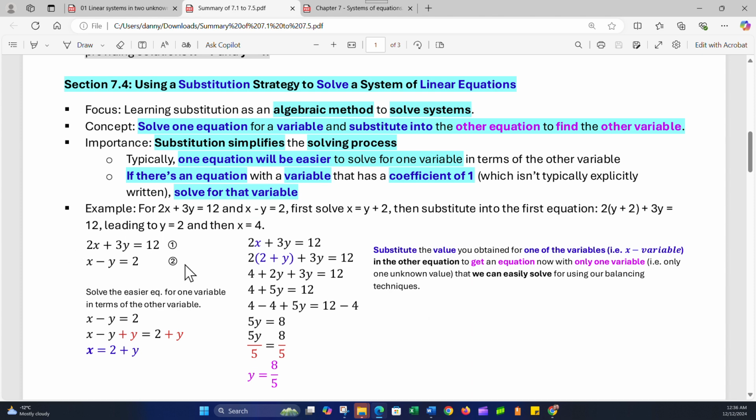So I've done the solving down here. Basically, I've got the two equations. The first equation is here, and I've labeled it equation 1. The second equation is here, which is labeled equation 2. And I'm going to choose the second equation as the easier one.